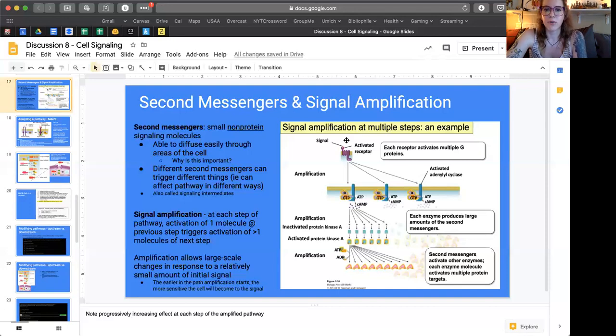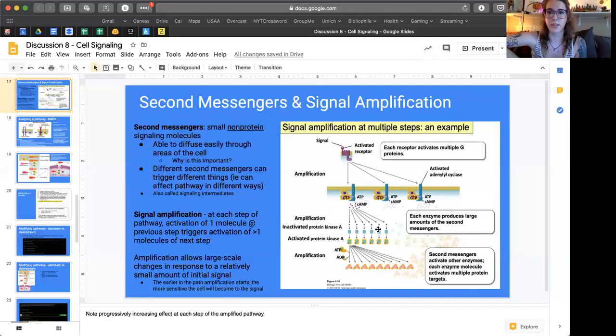Because you can see here, we start off with one signal binding to one receptor, which can activate multiple G proteins. Then each of these G proteins are able to produce a lot of the cAMP, and you have these multiple activated G proteins all creating new cAMP. All the new cAMP is able to activate a whole bunch of protein kinase A. So at each step, we're getting progressively more and more activation. And why this is really important is that we're able to generate a large scale response compared to the signal received.